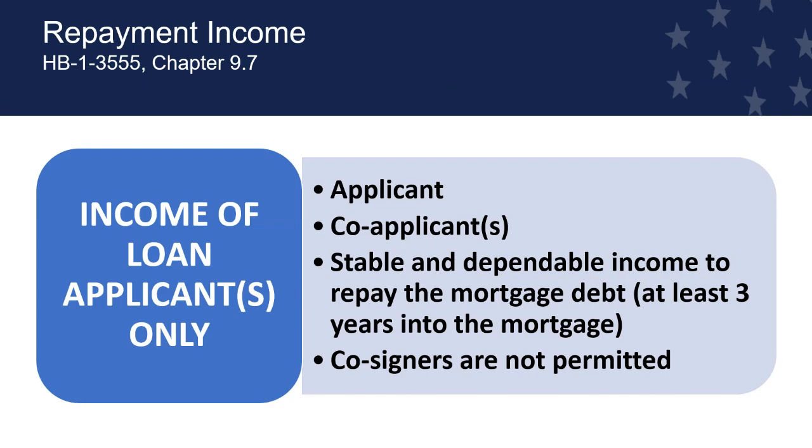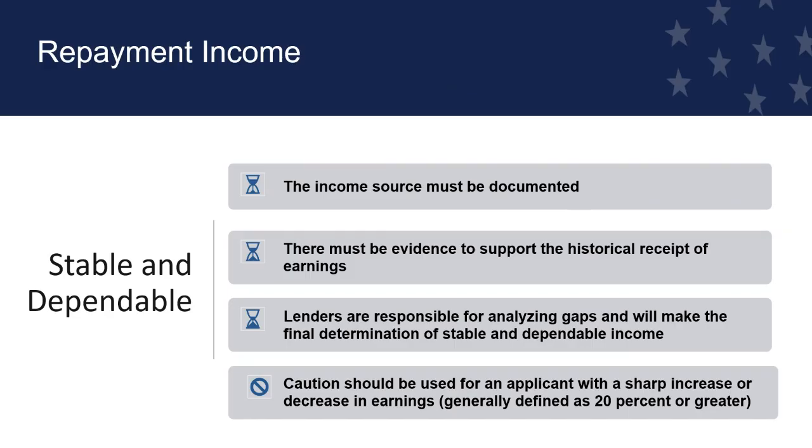And stable and dependable income means that it is likely to continue for at least 3 years into the mortgage. And cosigners are not permitted. Again, all income sources must be documented. You must provide evidence to support a historical receipt of earnings. Any gaps in income must be analyzed to determine if the income is stable and dependable. And you should also watch for income with sharp increases or decreases in earnings of 20% or greater.